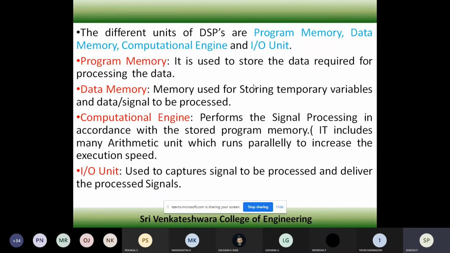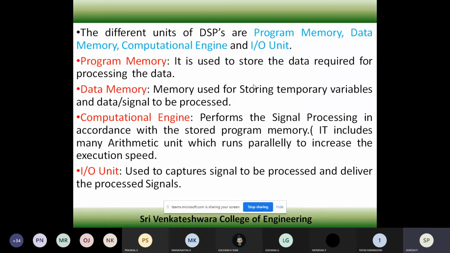Next, what are the different units of DSPs? They contain the program memory, data memory, computational engine, and IO unit. Some of these units will be common in all processors or microcontrollers. The program memory holds the program. The data memory holds the data. Apart from that, you have the computational engine and IO unit. Any processor or microcontroller will have program memory and data memory, so keep that in mind.